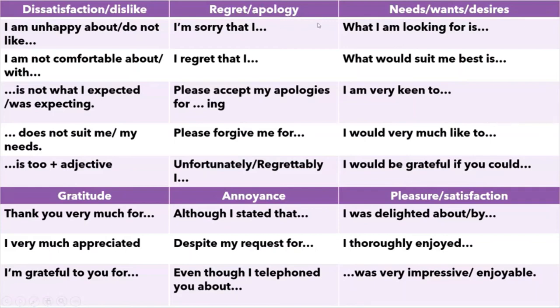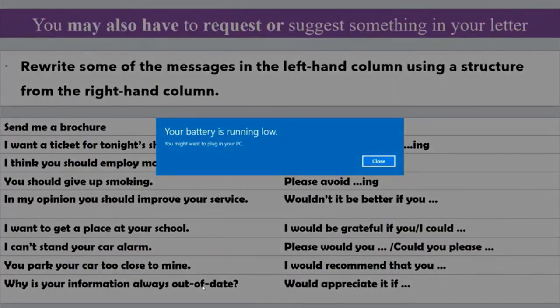So here are some phrases or sentence forms that you can use when you want to express your feelings of regret or apology. I'm sorry that I was so rude yesterday. I regret that I was not on time. Please accept my apology for being late to the party, or things like that. Please forgive me for, unfortunately.